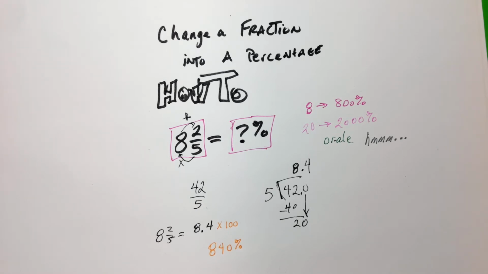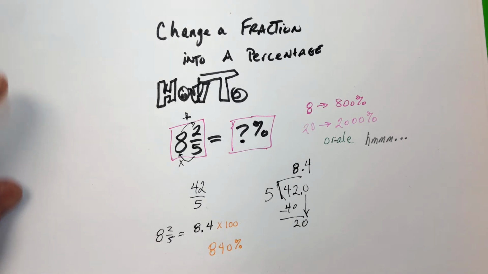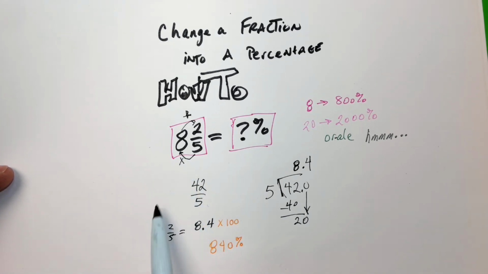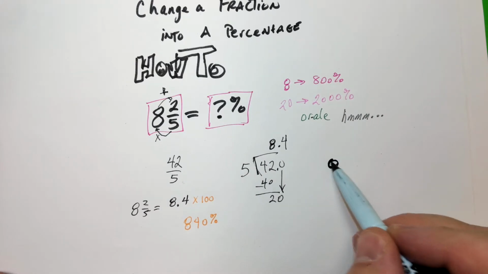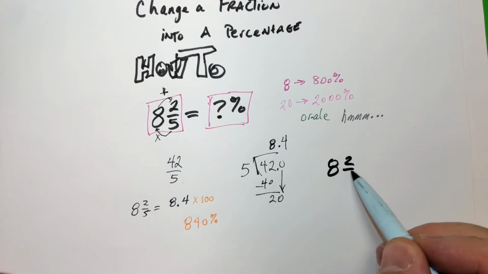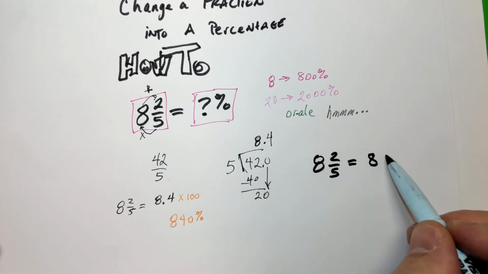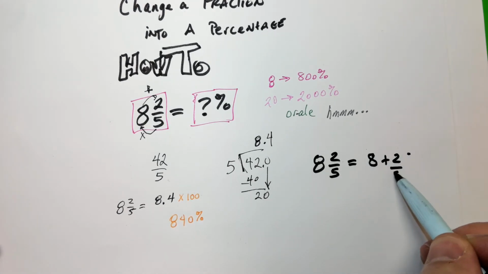Now there's a little bit of a shorter way we could do this also. Show me. Well, you want me to show you? I'll show you, Alex. This way is straightforward. There's not a whole lot of thinking you have to do, but you could also do it like this, and I think we talked about this the other day. 8 and 2/5 is the same as 8 plus 2/5.